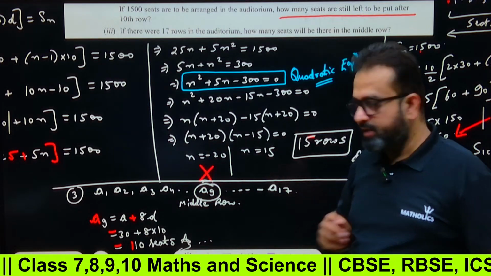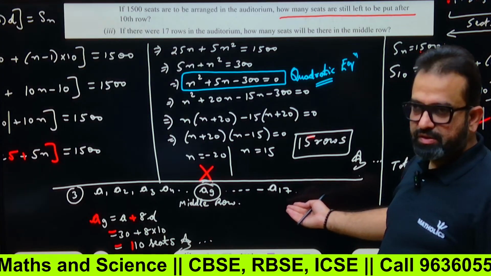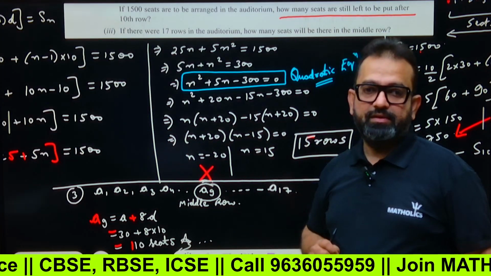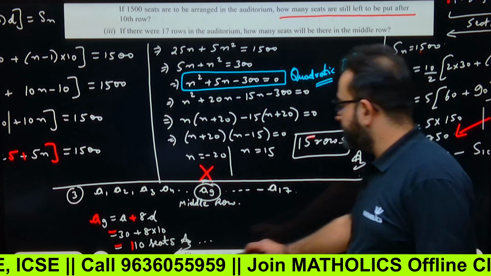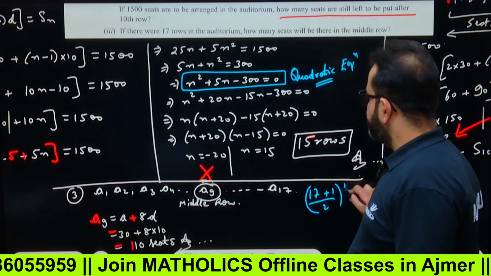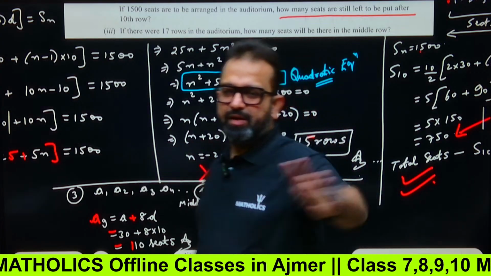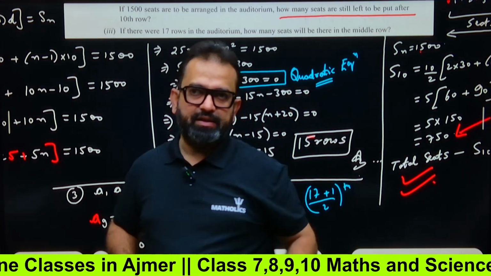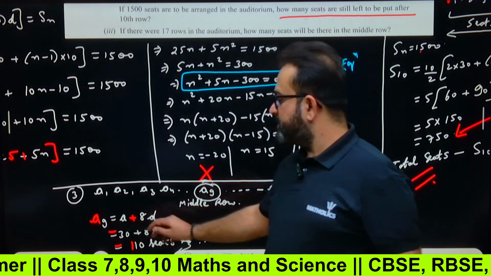That's it. So, if there are 17 rows, the ninth row will be the middle one. How? 17 plus 1 by 2th term, that means 18 by 2, that means the 9th term. Or you can think like this: 17 people are going, so 8 people here, 8 people here, the middle one will be the 9th one. So A9 you have to find. That means a plus 8d, 30 plus 8 into 10.